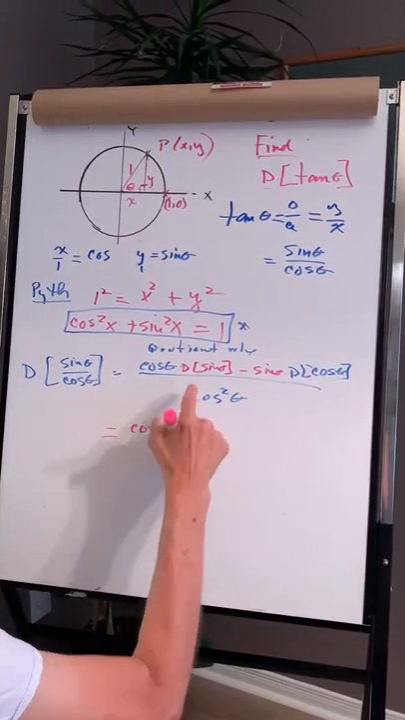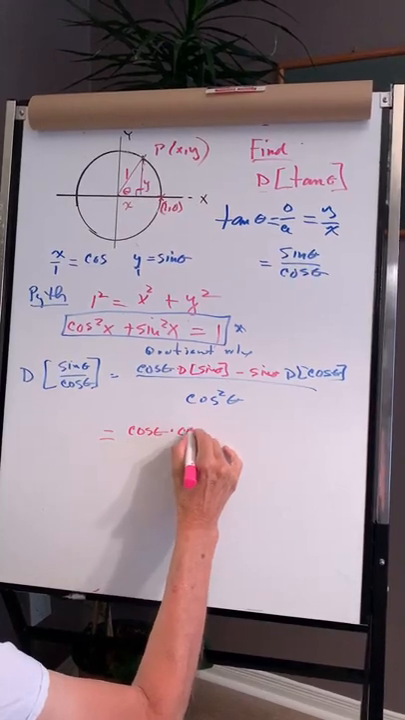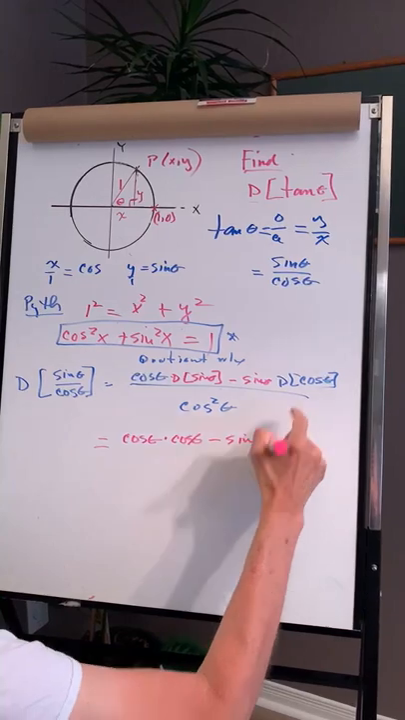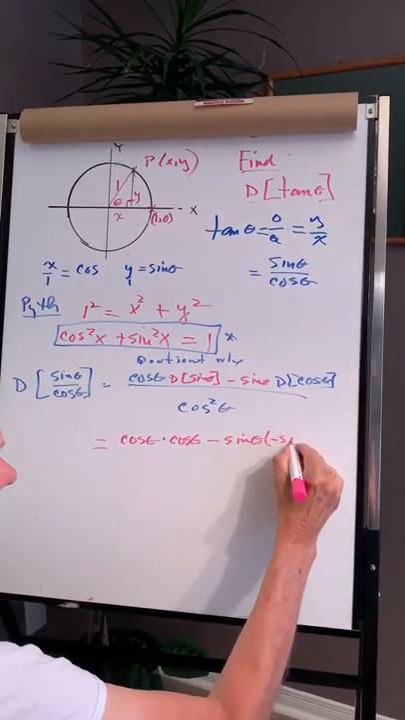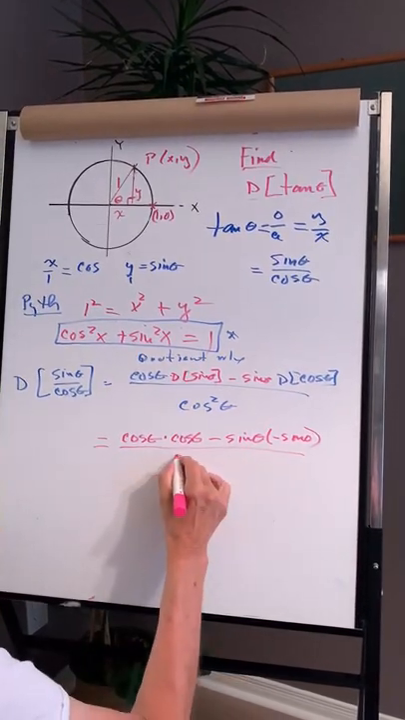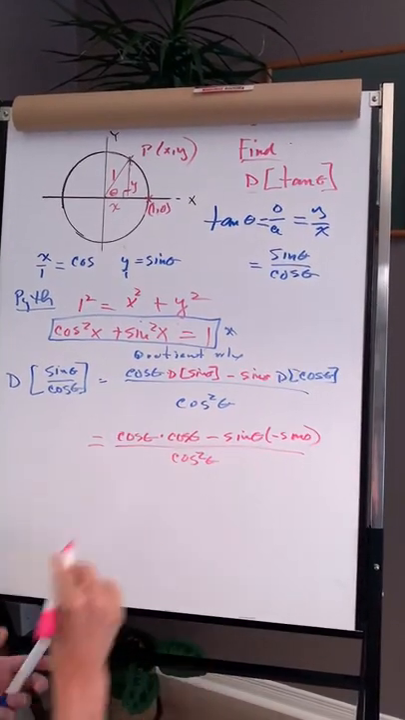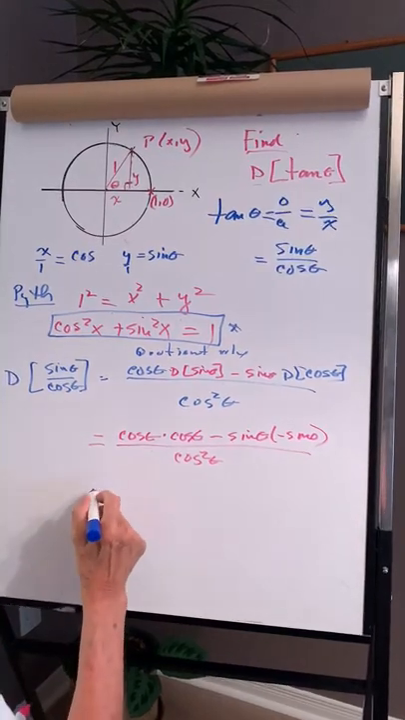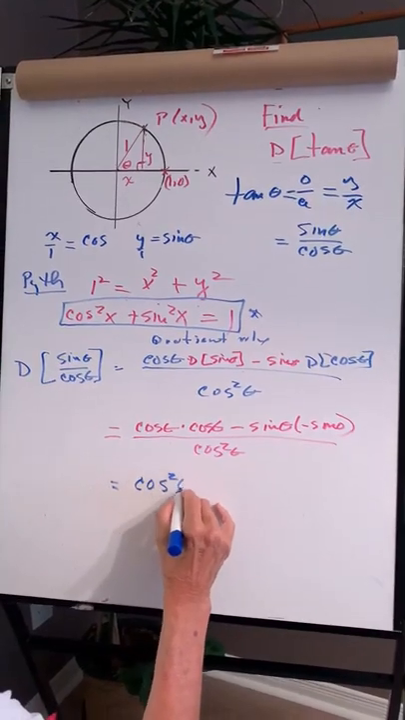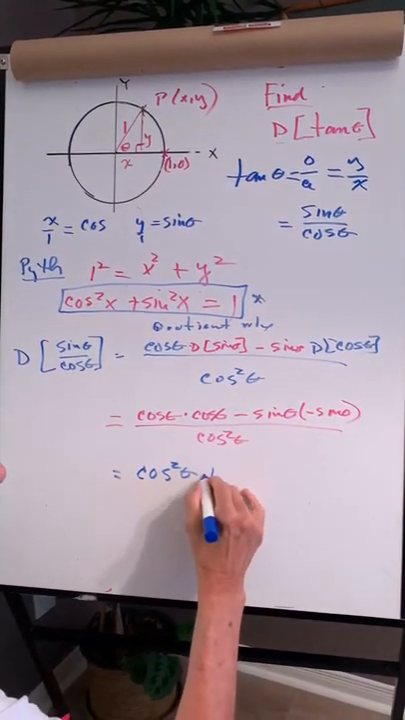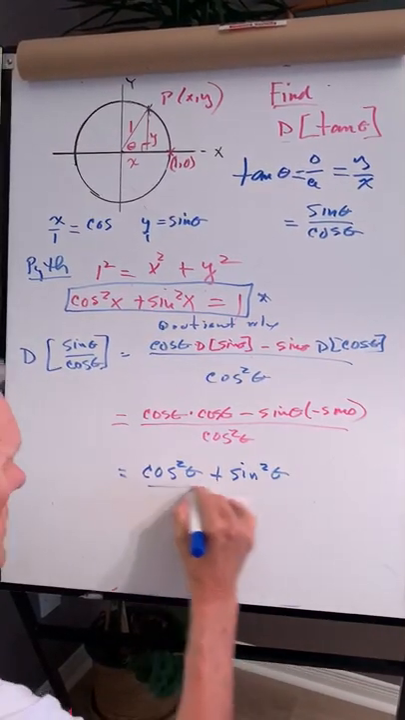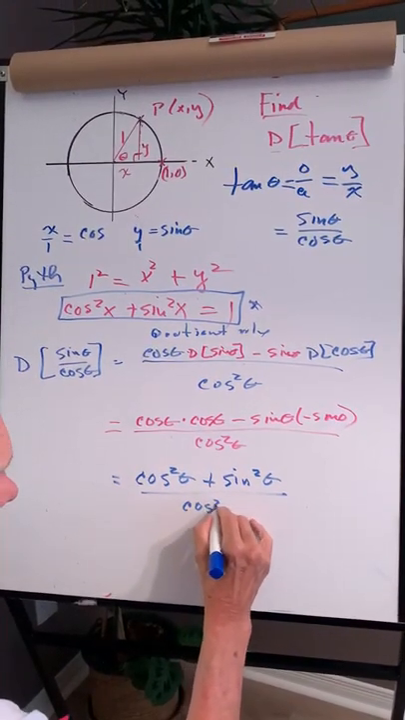So the derivative just goes like this. The cos of theta, the derivative of sine is cos. We did that yesterday. And over here, minus sine. The derivative of cos is minus sine. And that's all over cos squared theta. So this now looks like cos times cos is cos squared theta. Negative and the negative is positive. Sine times sine is sine squared theta. That's all over cos squared theta.